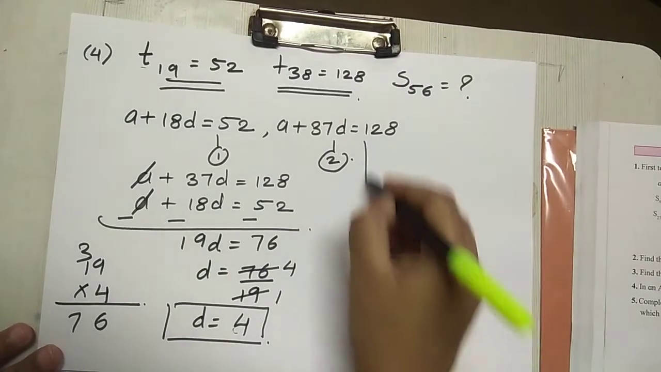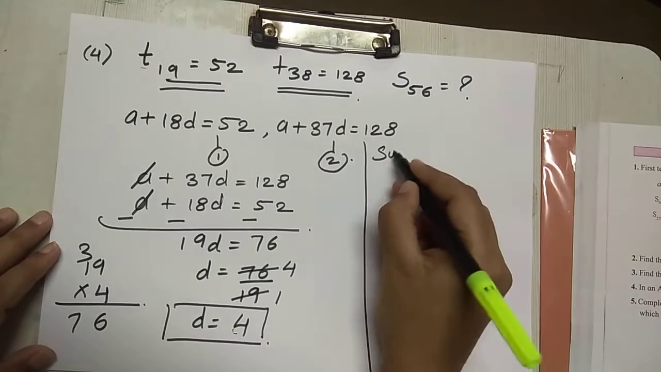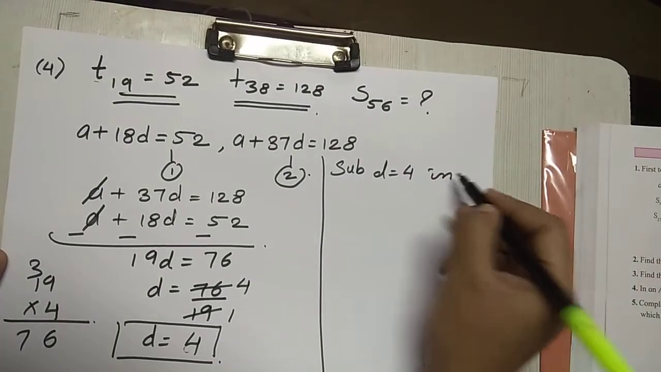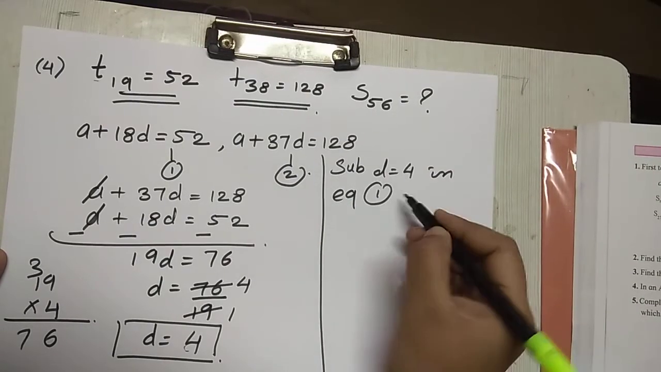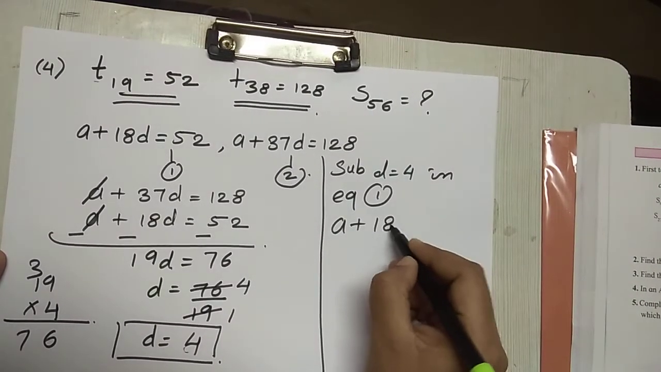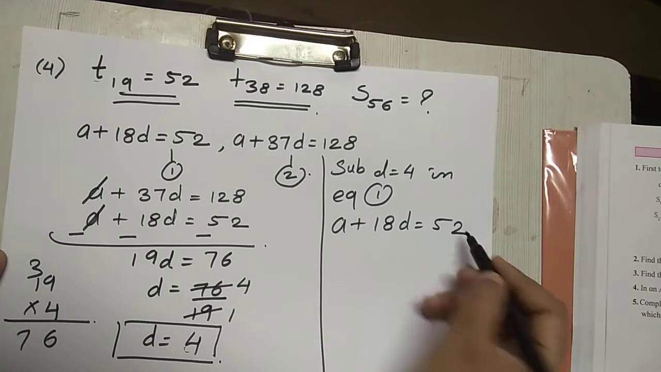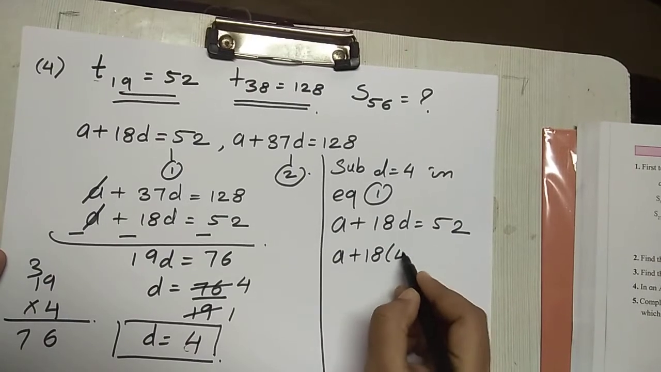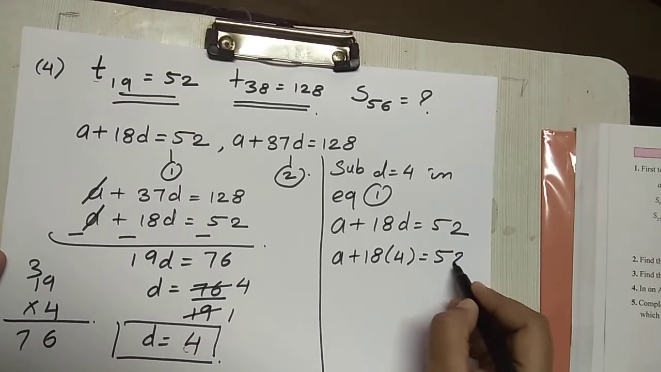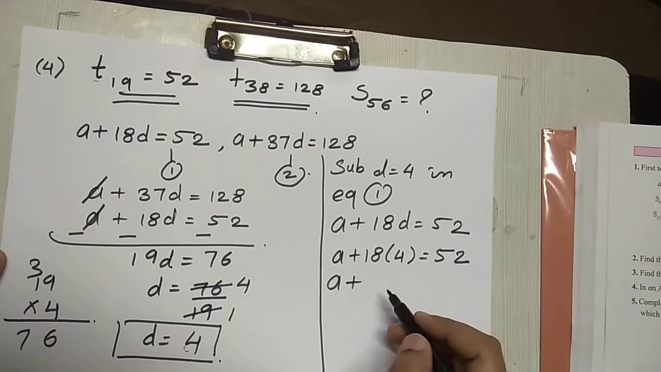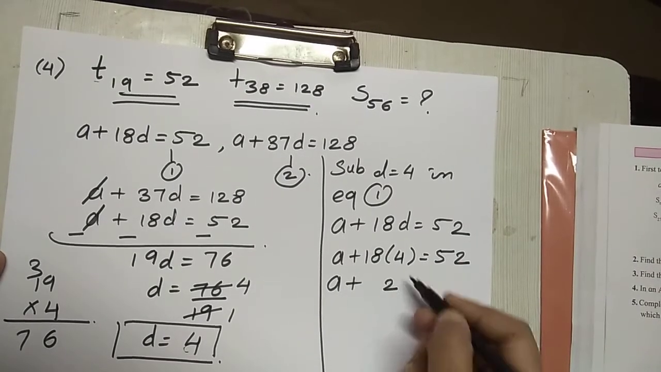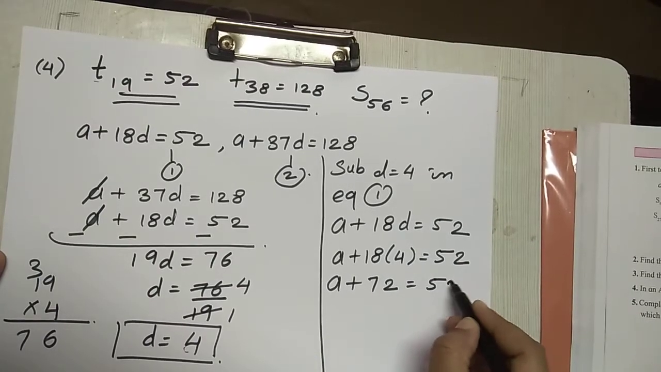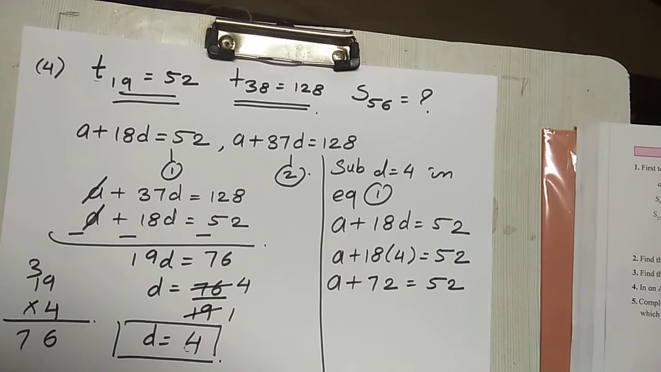So we got D. Now let's calculate what will be A. Substitute D is equal to 4 in equation 1. A plus 18D equal to 52. That will be A plus 18 into 4 will be 52. A plus 18 4s are 72, equal to 52.